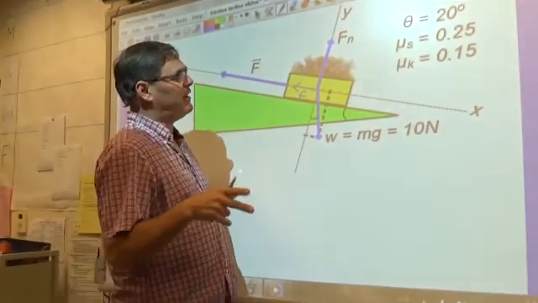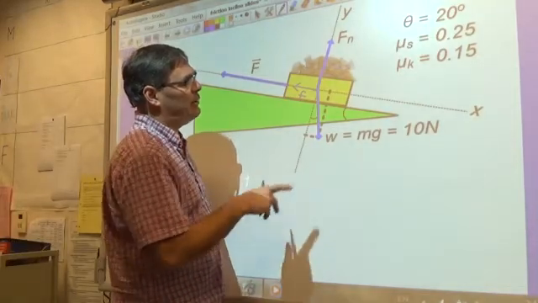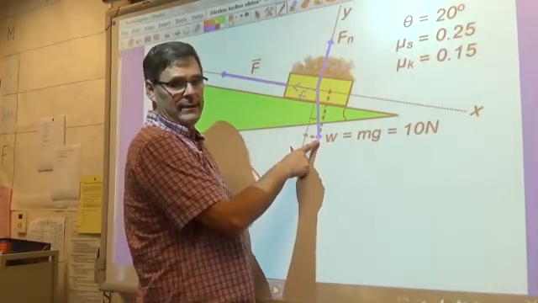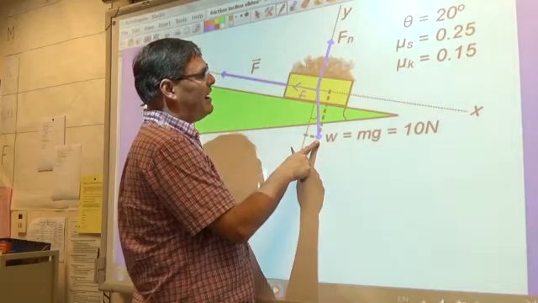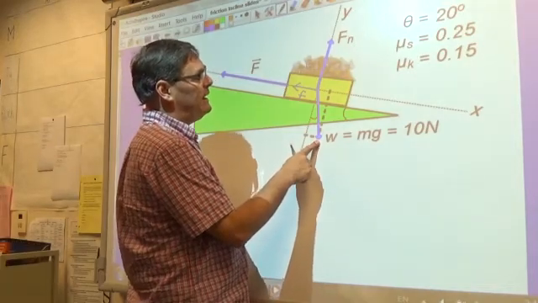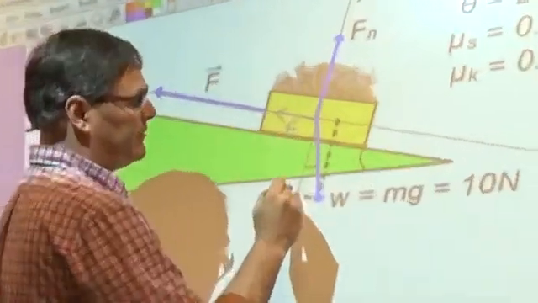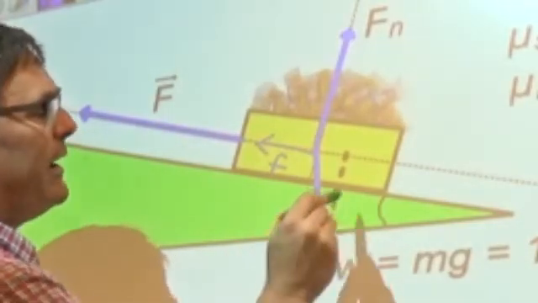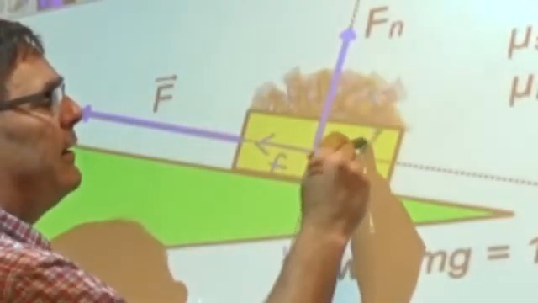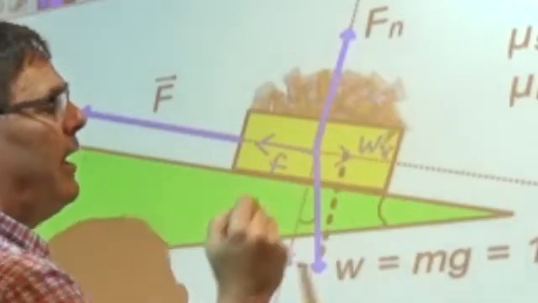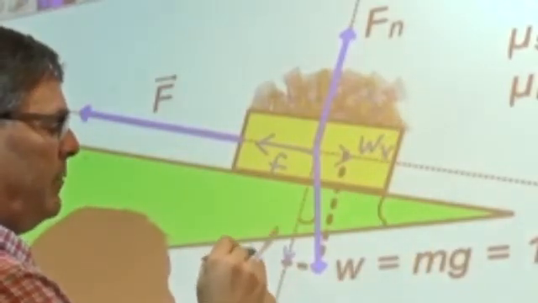Okay, step two, resolve any forces that aren't on the x or y axis into their components. And we see that W, the weight, is the only force that is not on the x or y axis already, so we resolve it into its x and y components. There's my Wx, and here's my Wy.